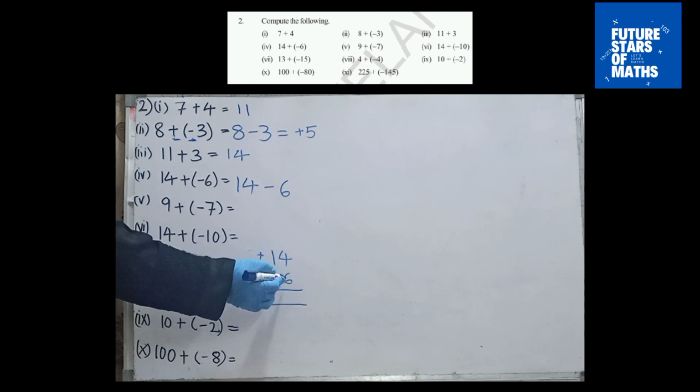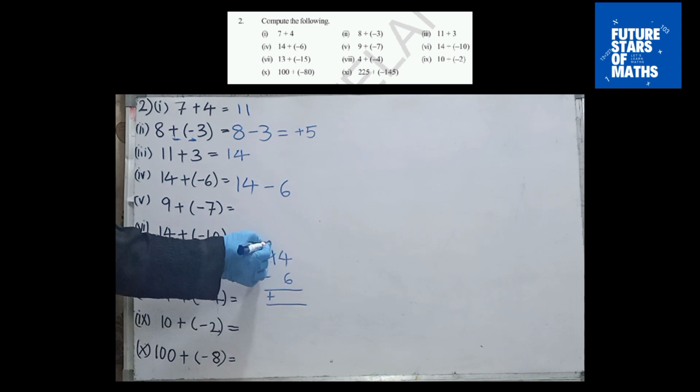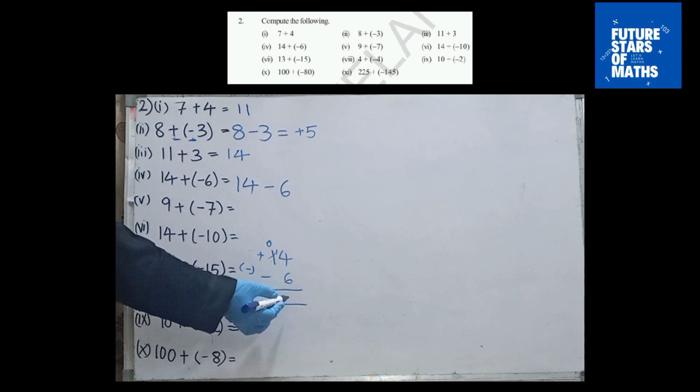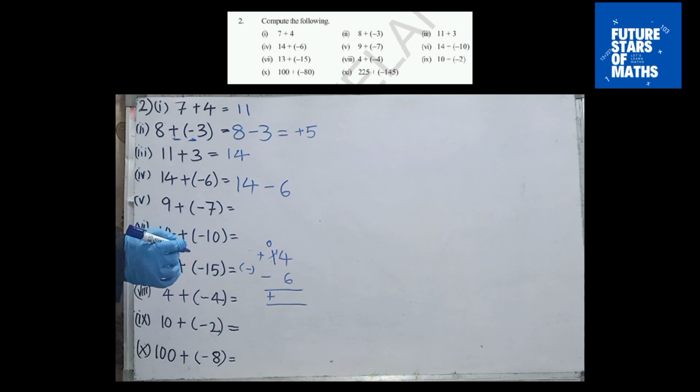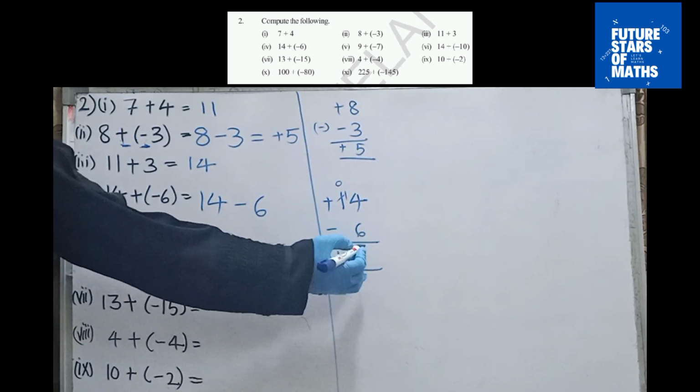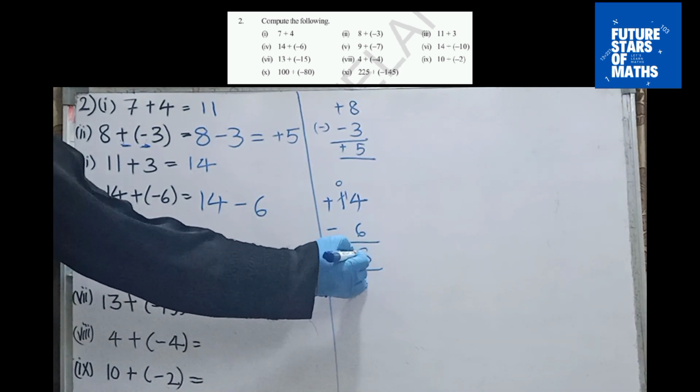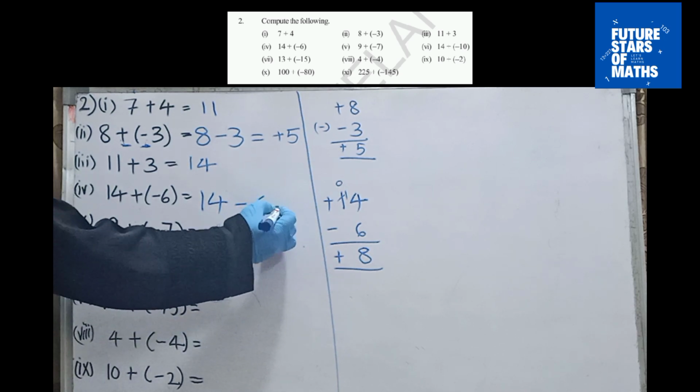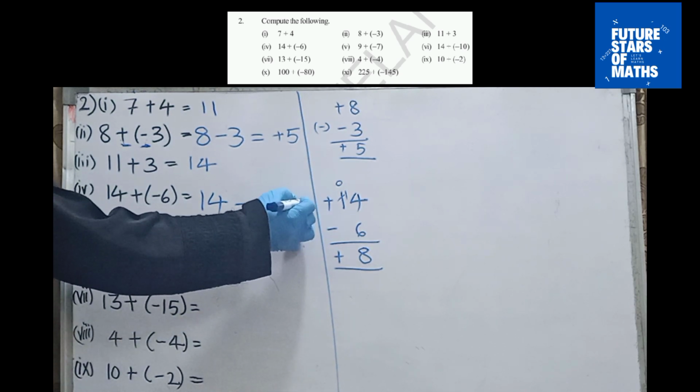Now subtract. 14 minus 6. We can't subtract 6 from 4. So we will borrow from here. So this will become 0. This will become 14. So 14 minus 6 is 8. Okay, so the answer is plus 8.